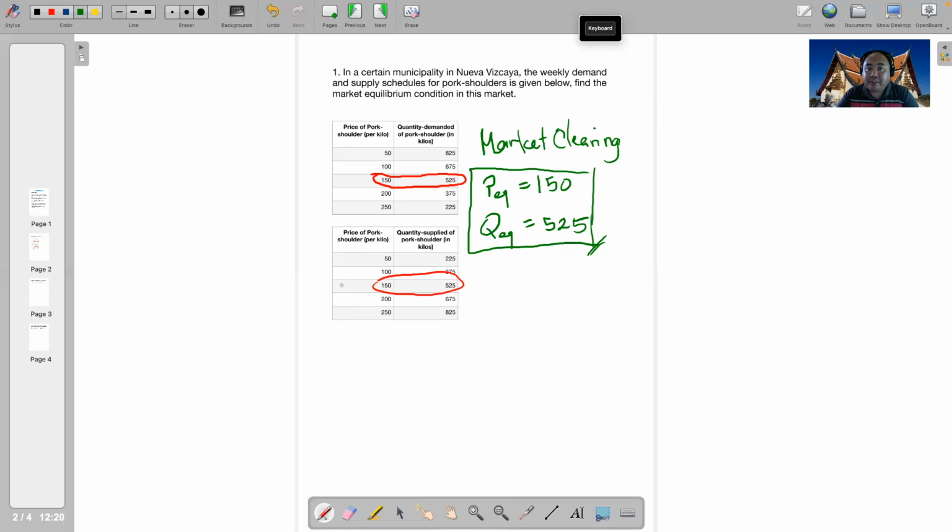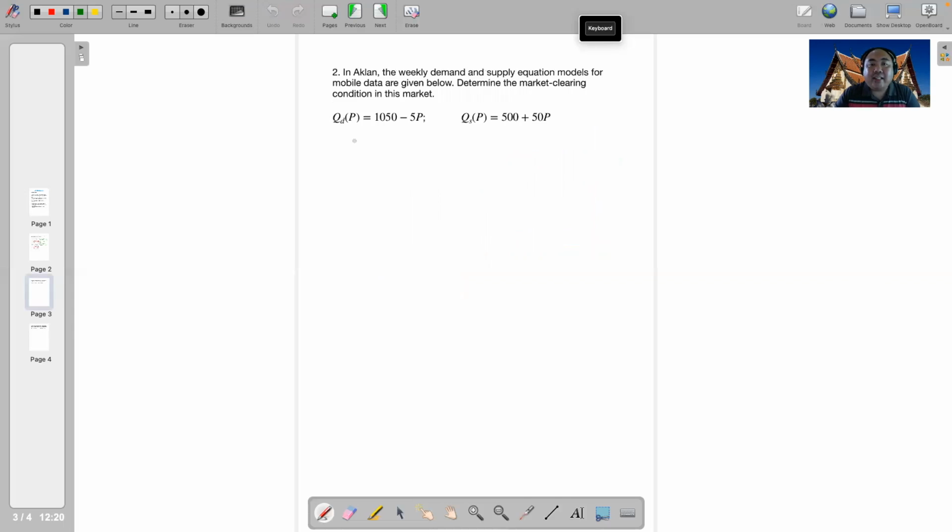But not all the time are we given the demand and supply schedules. Most of the time you will be given the equation models. So, for example, in Aklan, the weekly demand and supply equation models for mobile data in terabytes are given below. Determine the market clearing condition in this market. In this case, you don't have a table, so you really have to do this by algebra. Remember, equilibrium happens when the quantity supplied is equal to the quantity demanded. Remember that condition.